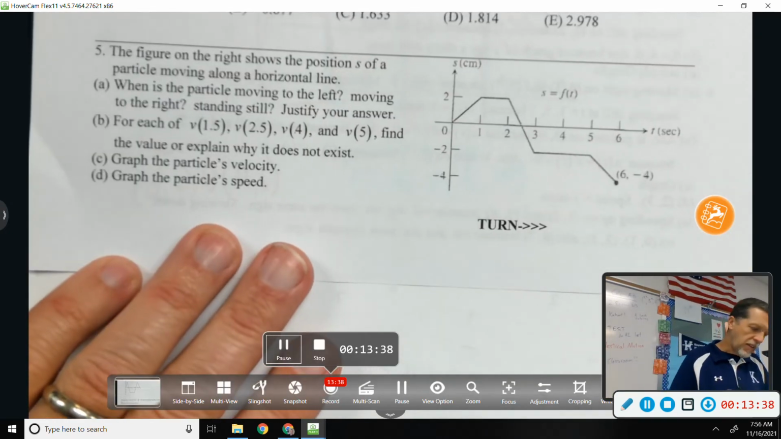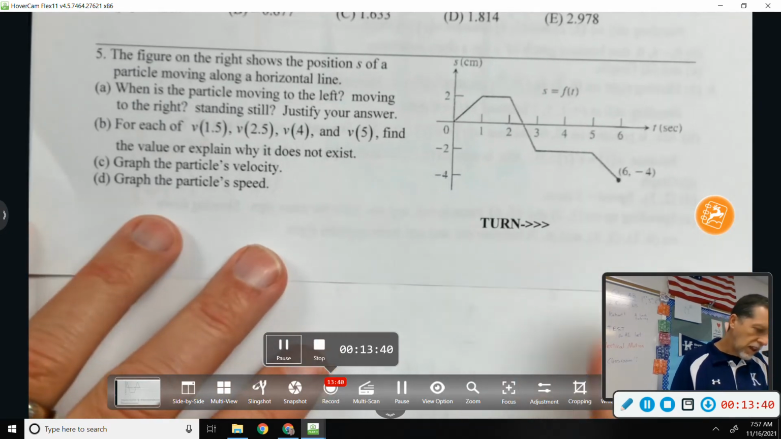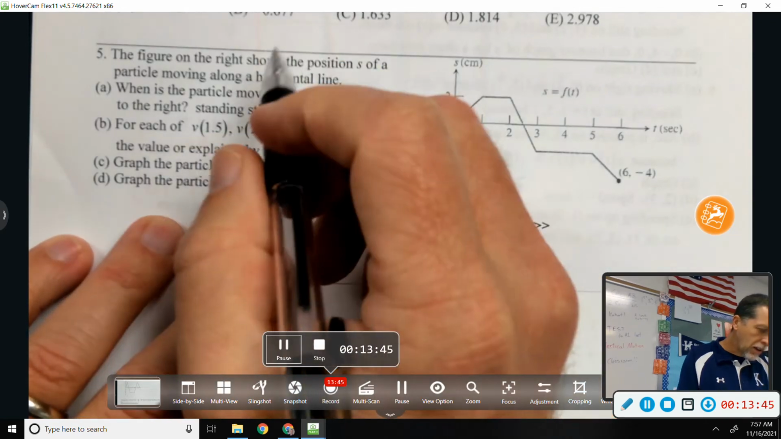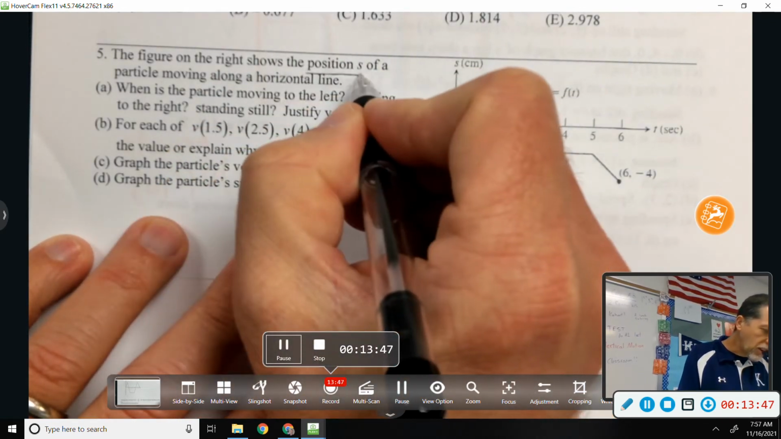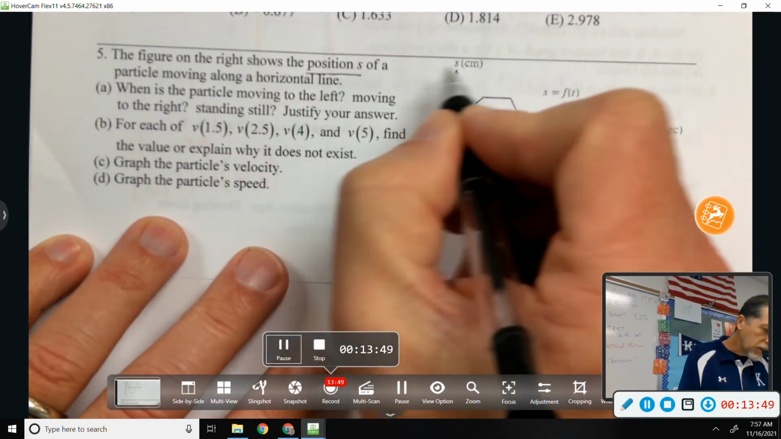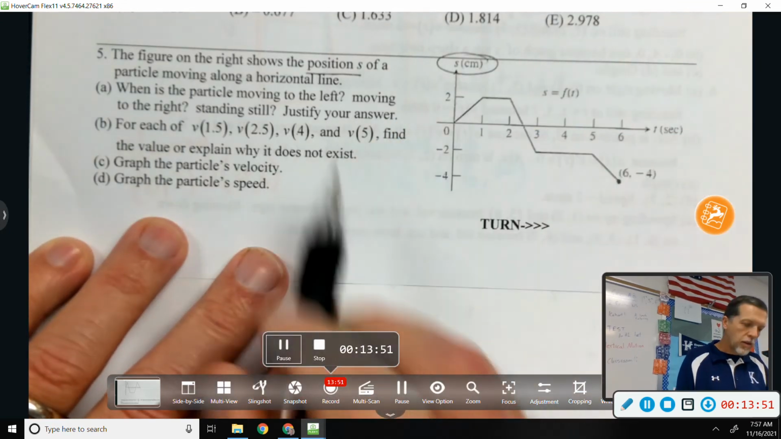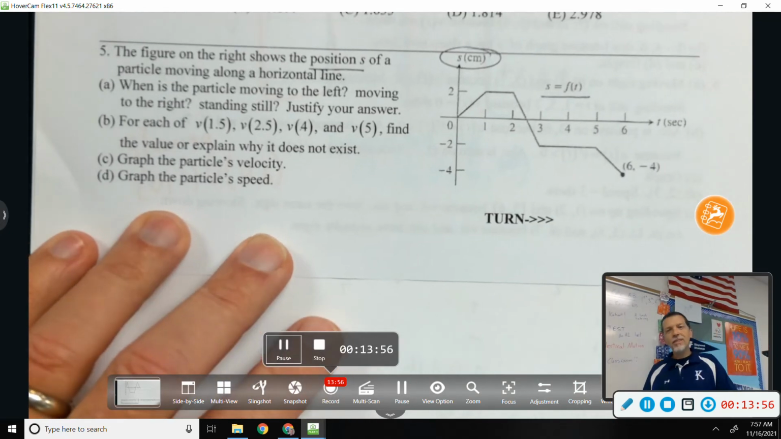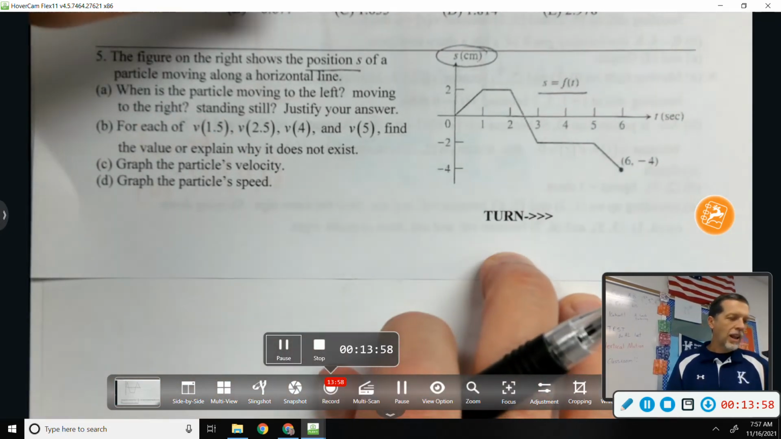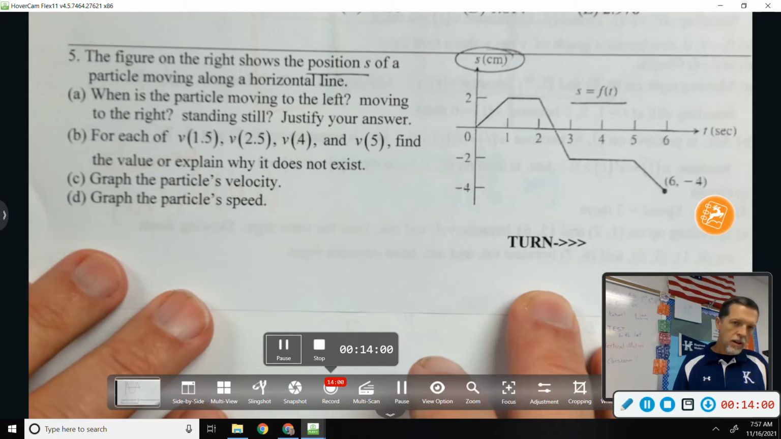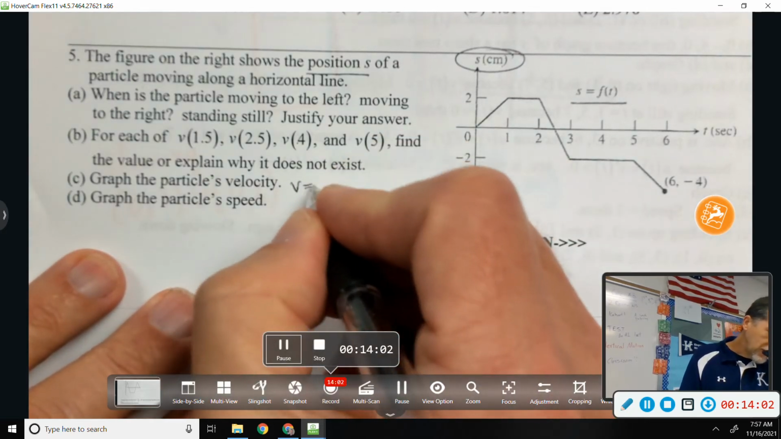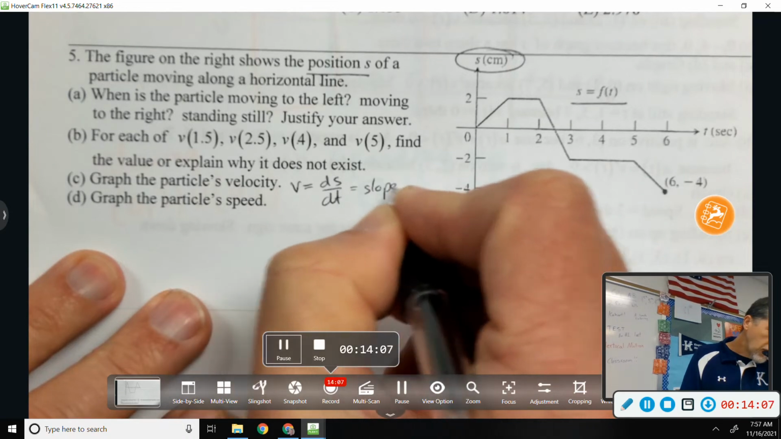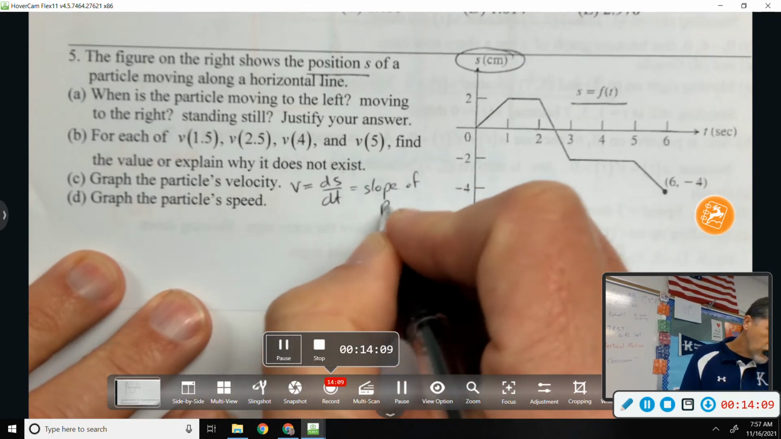So 5, C, and D. Let's make sure I know what graph I'm looking at here. The figure on the right shows the position of a particle moving on a horizontal line. So position S. It doesn't want me to get confused on what graph I'm looking at. Graph the particle's velocity. Well, velocity is the derivative of position, so the slope of the position graph.